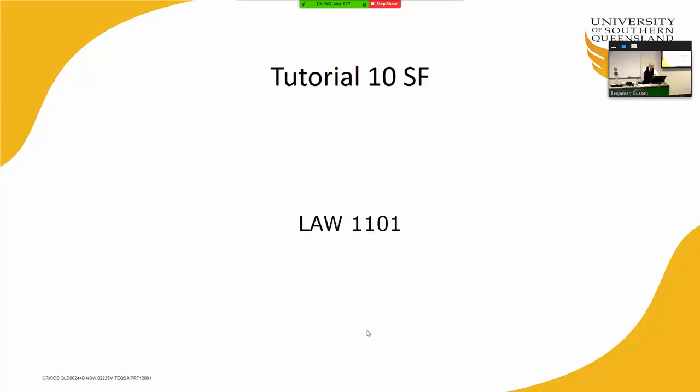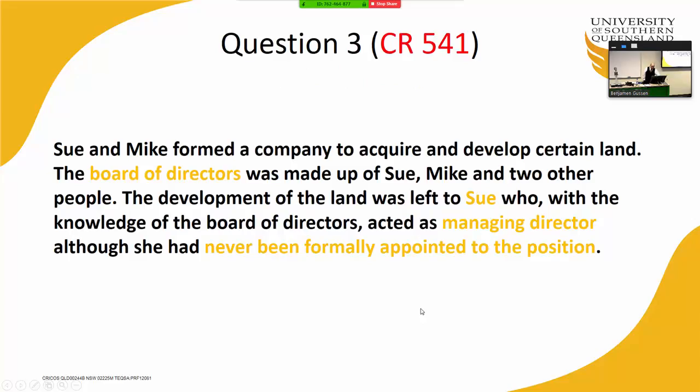The first question. Page 541, question 3. Sue and Mike formed a company to acquire and develop certain land. The board of directors was made up of Sue, Mike, and two other people. The development of the land was left to Sue. So this is a company, board of directors, Sue is one of them. They left this function to Sue, who, with the knowledge of the board of directors, acted as a managing director.